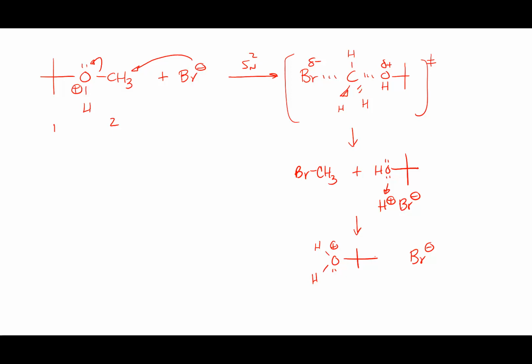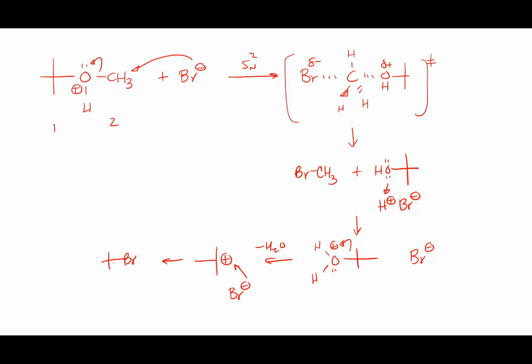The water leaves. So the water's going to leave. So I'm going to lose my water, and then I'm going to form my carbocation. And now that I form my carbocation, what's going to be the next step? The Br minus is going to come in. So I'm going to end up with my tertiary butyl bromide.